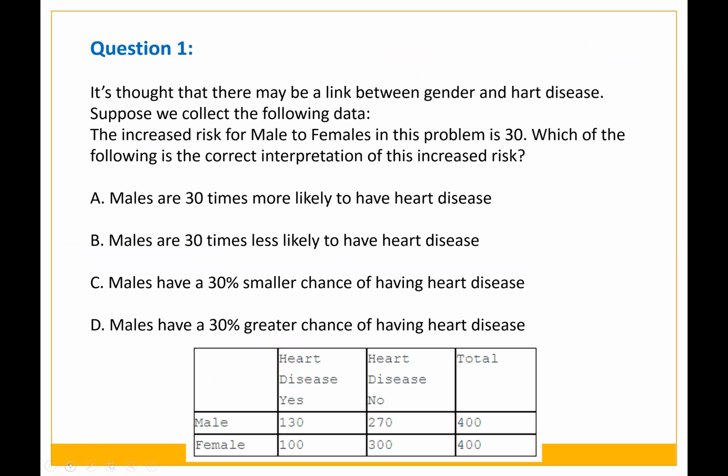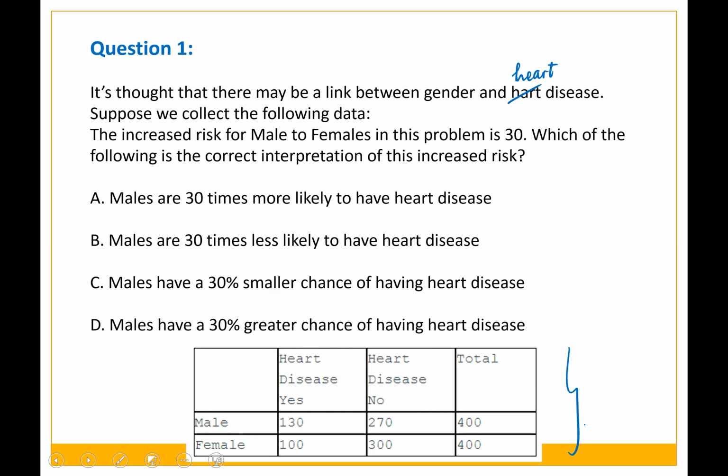Now we're going to have some practice questions and problems. So the first question, again, stop me if you want to work on it on your own. It's thought that there may be a link between gender and heart disease. Suppose we collect the following data. The increased risk for males compared to females in this problem is 30. Which of the following is the correct interpretation of this increased risk? And this is the data that we have.